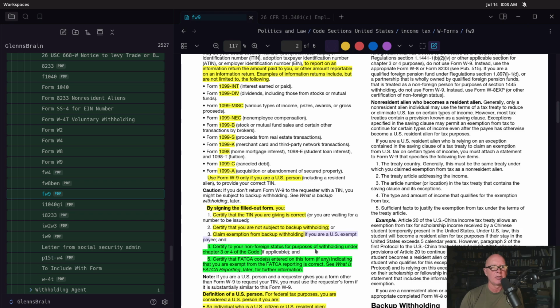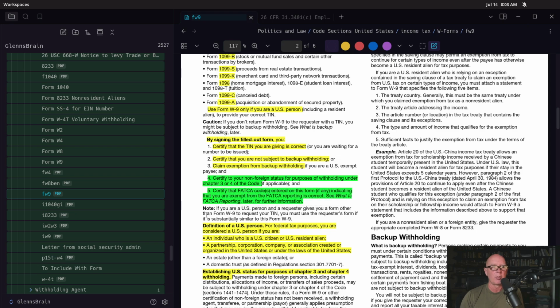And then this is your tax treaty here, your FICA. But it, again, is for Chapter 3 and 4, which is non-resident aliens. So it tells you on the form itself that this form is for non-resident aliens. And then it gives you the definition of a U.S. person, and it tells you that they could be a U.S. citizen or a resident alien. And again, we've already kind of covered that.